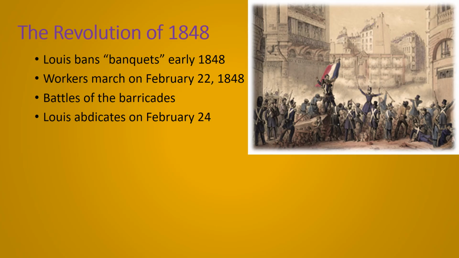Workers began marching on February 22nd, 1848. There'll be battles of the barricades as workers build barricades all across Paris, blocking movement, blocking troops. There'll be times where there's open battling between police and troops. And two days later, Louis abdicates. He kind of saw the writing on the wall. He's like, okay, they don't love me anymore. I'm a sour pear. So I'd better get out of here before they chop my head off.